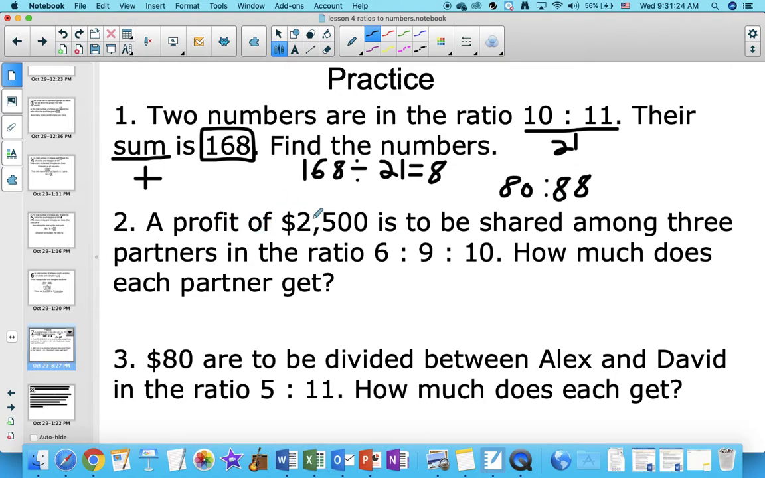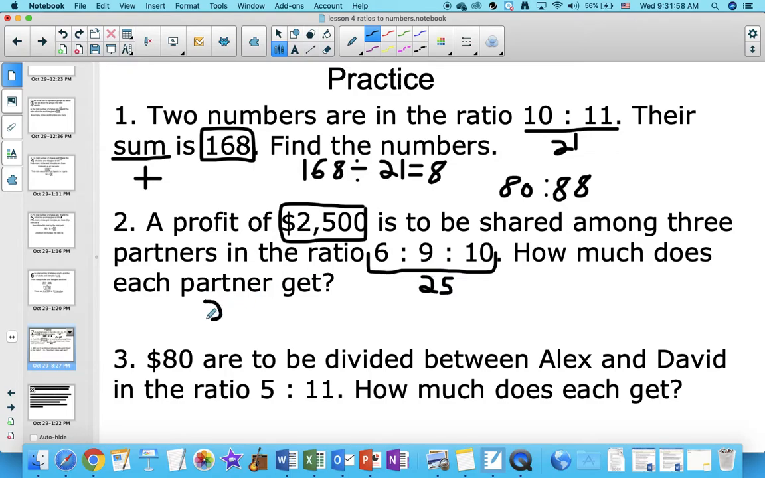Okay, so we have another one. We have a profit of 2,500 to be shared among 3 partners in the ratio of 6, 9, and 10. How much does each partner get? Again, this one's giving us a total, and the total is 2,500. But this time we have a 3-part ratio. Well, it doesn't matter, because you just add up your ratio, just like with a 2-part ratio. 6 plus 9 plus 10, that's 25. So I have my total, and I have what I added my ratio up to.